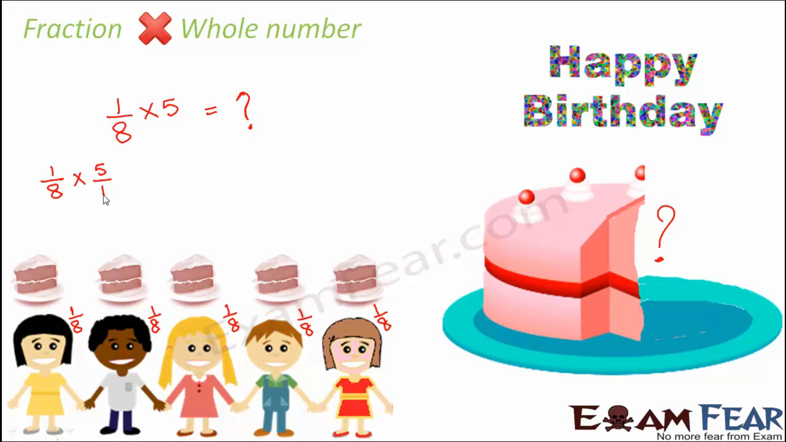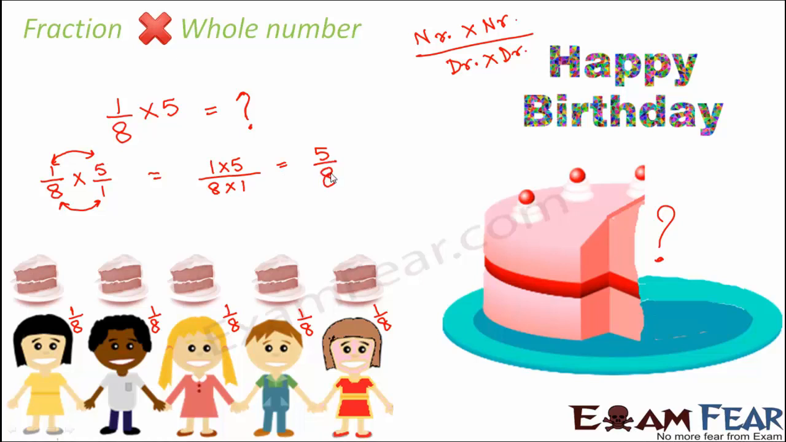Now there is a very simple tip that you need to follow in order to multiply fractions. All you need to do is multiply numerator with numerator, multiply denominator with denominator. Whenever you are multiplying fractions, just remember this: numerator multiplied by numerator, divided by denominator multiplied by denominator. That's the simple logic you need to follow. So what are the numerators here? 1 and 5. So 1 into 5, divided by, what are the denominators? 8 into 1. So 1 into 5 is 5, 8 into 1 is 8.